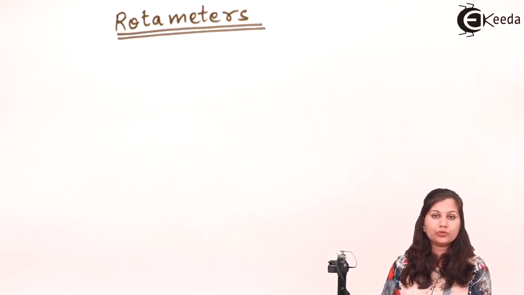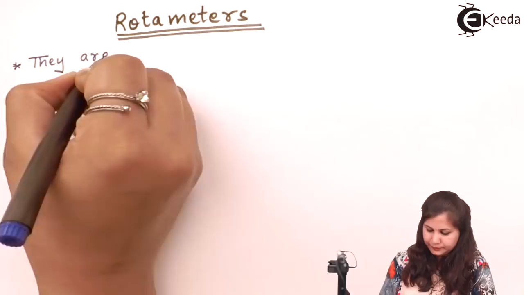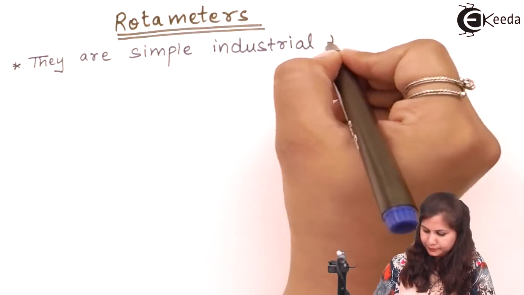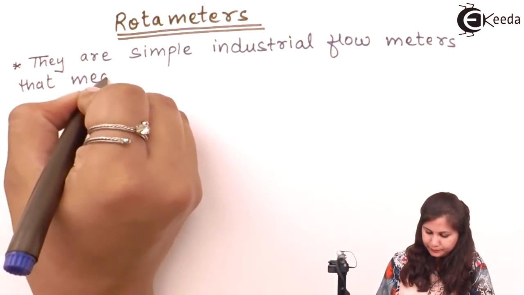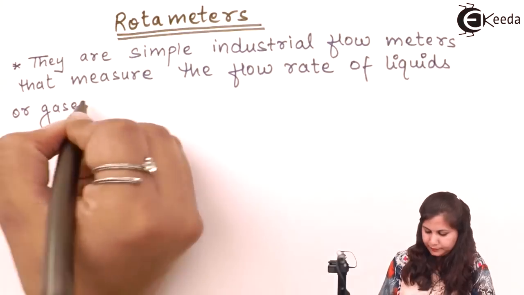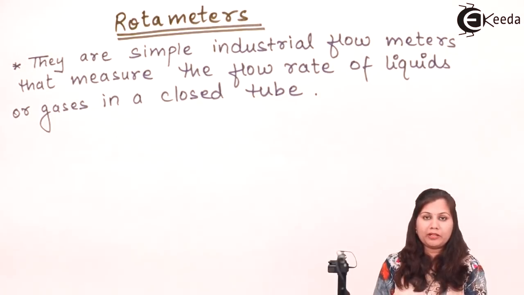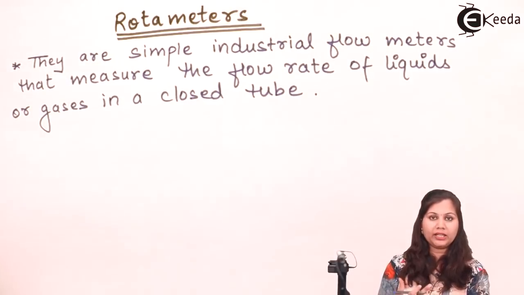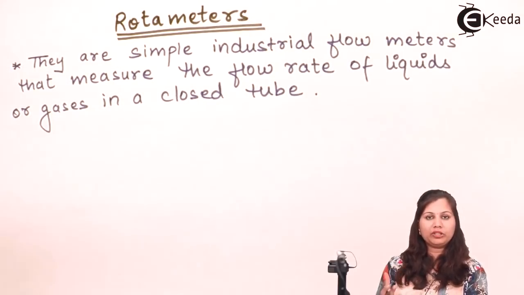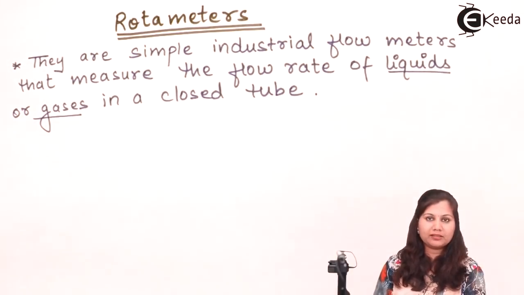Rotameters are the devices which are used for the measurement of flow rate. So they are used as flow meters, meaning for the measurement of the flow of either liquids or gases in a closed tube. If a liquid is flowing in a pipe, then the rotameters are used for the measurement of the flow rate of the liquids. And if gases are flowing in the pipe, then it is used for the measurement of flow rate of gases also. So for both liquids and gases flow rate measurement, the rotameters are used.